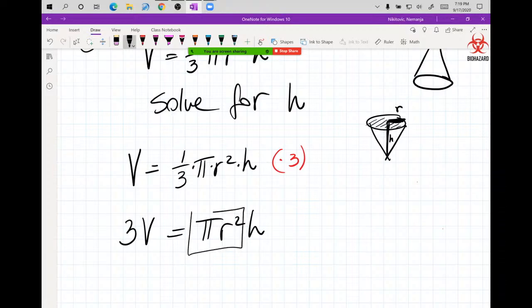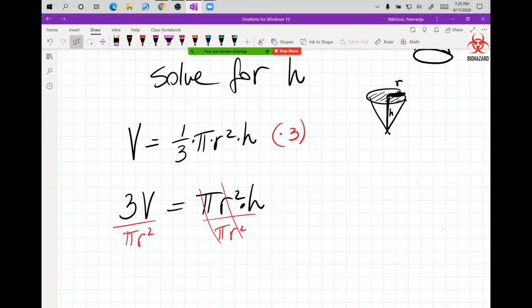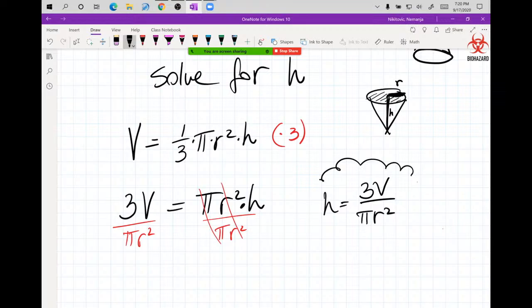Now we can get rid of the pi r squared by dividing, because pi r squared is multiplied into h. So I'm going to divide both sides by pi r squared. Those will cancel, and there it is. h is equal to 3v divided by pi r squared. I'll put this one on a cloud. Ta-da! That's it.